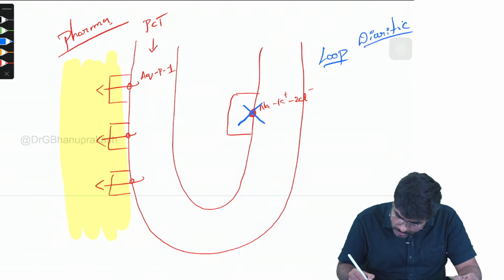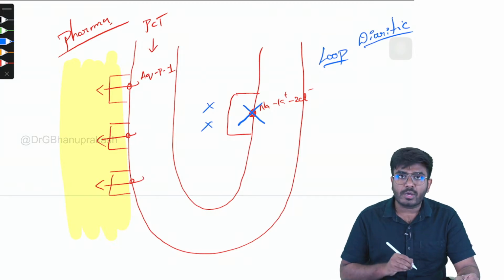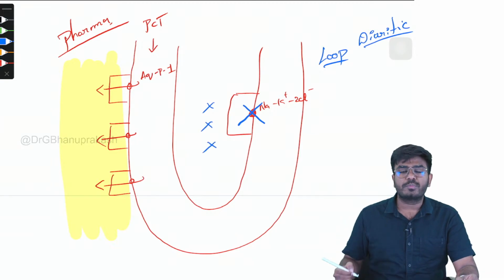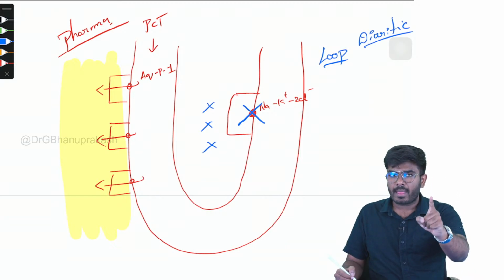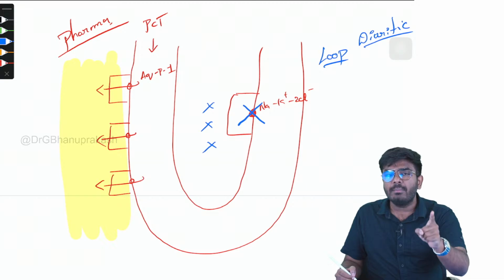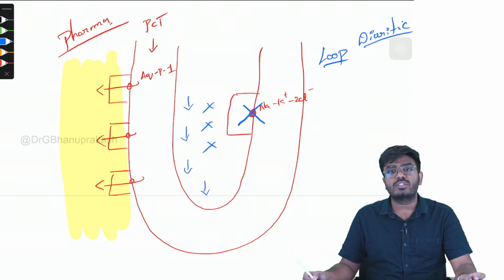Do you know? There is no sodium reabsorption into the medulla. There is no potassium reabsorption. There is no chloride reabsorption. So, what is happening by inhibiting? Mark my words. By inhibiting the sodium, potassium, 2-chloride symporter, the medullary osmolarity is getting decreased. You have decreased the medullary hyperosmolarity.